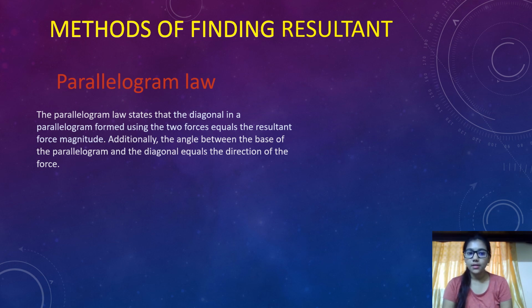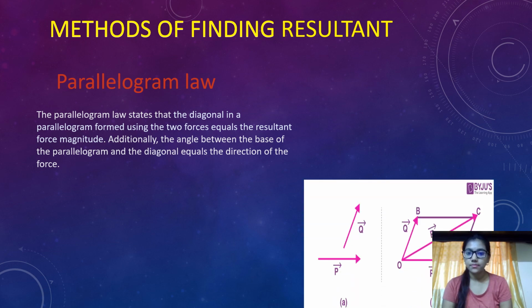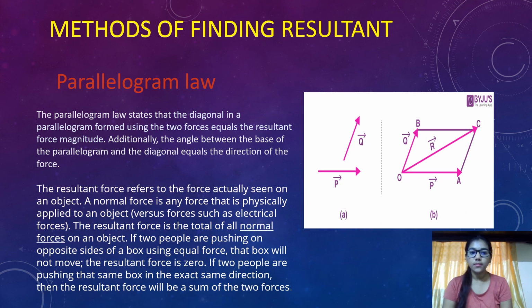The parallelogram law states that the diagonal in a parallelogram formed using the two forces equals the resultant force magnitude. Additionally, the angle between the base of the parallelogram and the diagonal equals the direction of the force. The resultant force refers to the force actually seen on an object. A normal force is any force that is physically applied on an object, versus forces such as electrical forces. The resultant force is the total of all normal forces on an object.